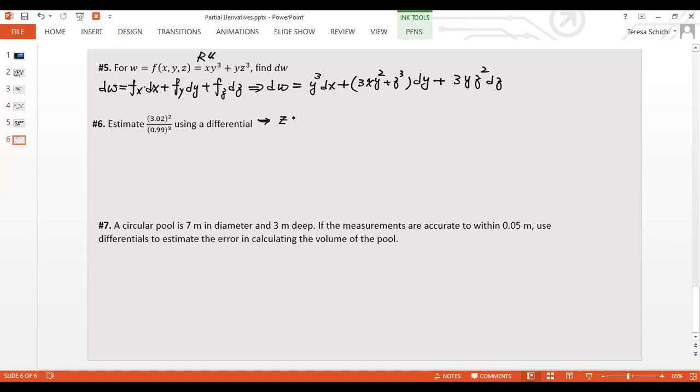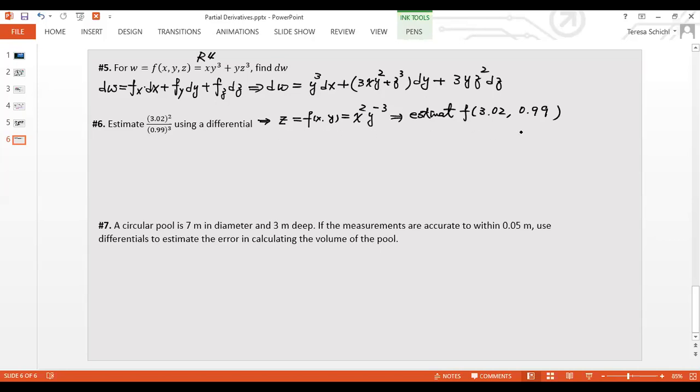So I will say z is a function. What function can I call this one? I say it's x squared times y to the -3. Okay, so now what I want to estimate is f of x equals 3.02 and y equals 0.99. All right.